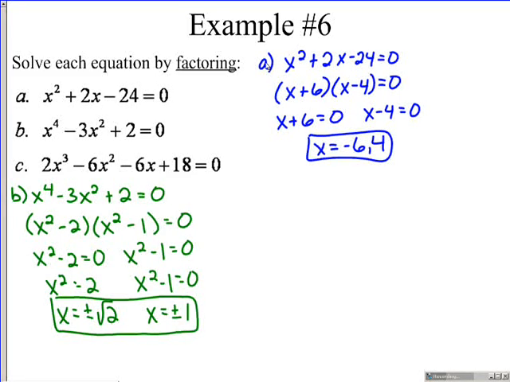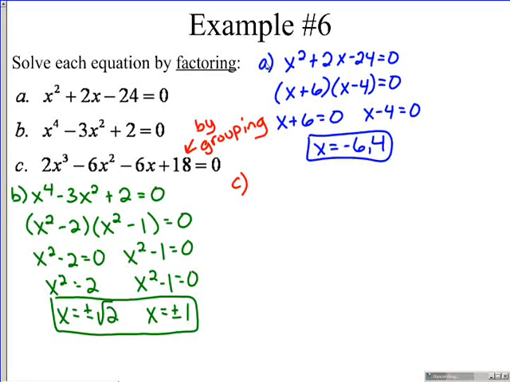Letter C, third type of factoring. Anytime you see four terms like this, you should have light flashes going off saying, oh, I need to factor this by grouping. That is, anytime you have four terms, you need to think about factoring by grouping. When we factor by grouping, just as the name says, we're going to group terms together.